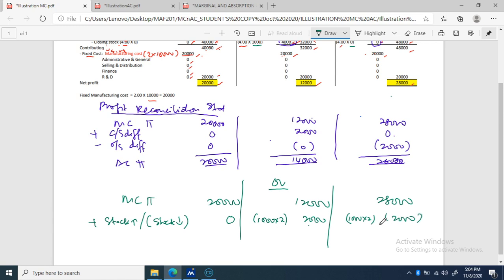Okay, minus 2,000. So we will get here the absorption costing profit of 20,000, plus 14 minus 26. So there are two methods: either you plus closing stock minus opening stock, or you can adjust straight away with the stock movement. Stock increase you plus, stock decrease you minus. So this is the reconciliation of profit statement from marginal to absorption costing.